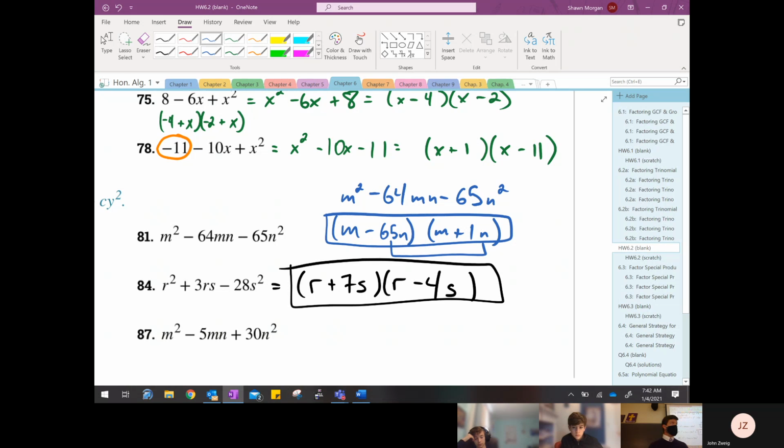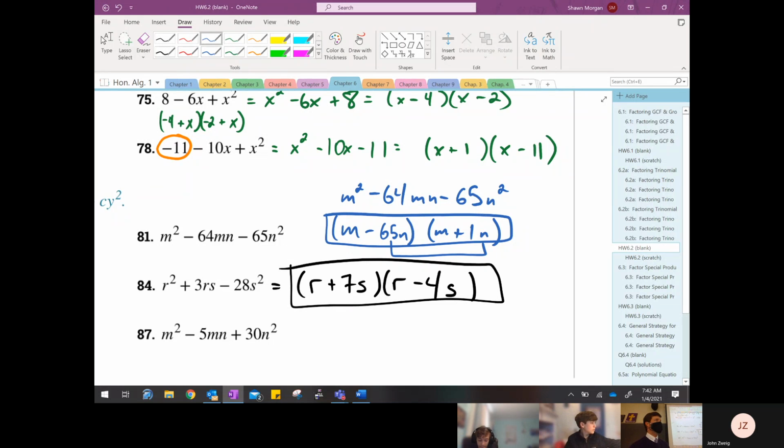And the reason that the middle term is able to stay as an mn term and it's not squared is because when I multiply the outer two, I'm getting 1 mn, and the inner two, I'm getting negative 65 mn. Okay. There's no exponents being used there. Okay. All right, 87. Again, second variable, we can ignore it.